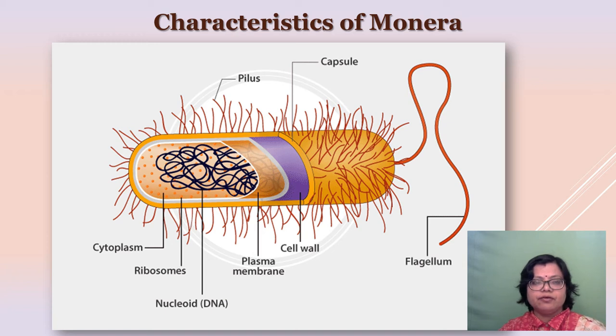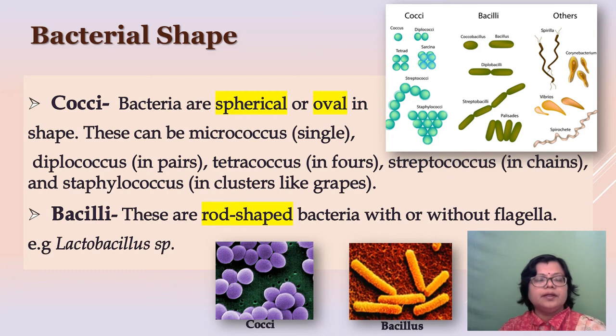The structure of the Monera we have already discussed: capsule, pili, flagellum, cell wall, plasma membrane, and the nucleoid, which is single circular DNA. Bacteria can be classified into 4 groups on the basis of shape. Some bacteria are spherical in structure. They are called cocci. They may be present singly.